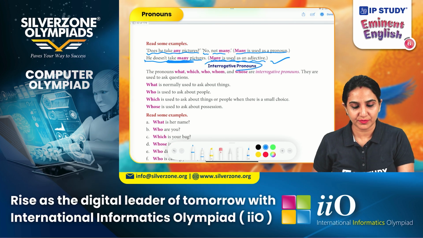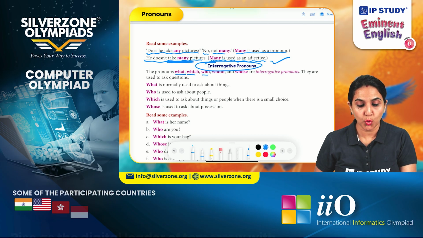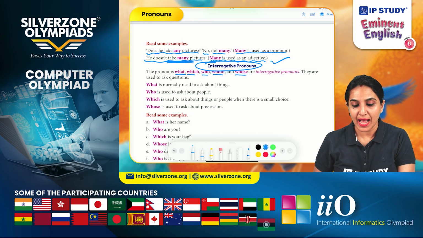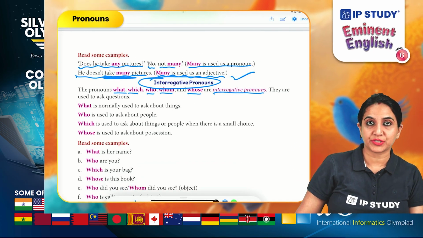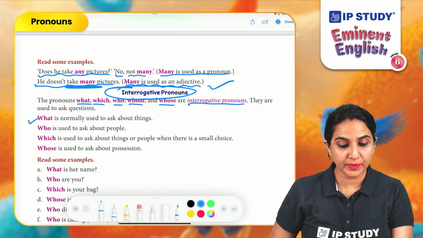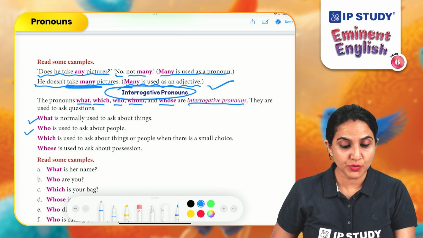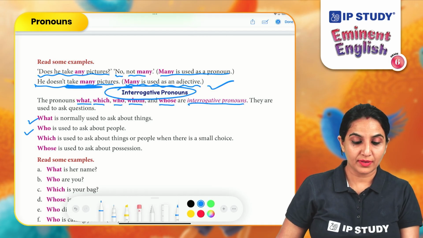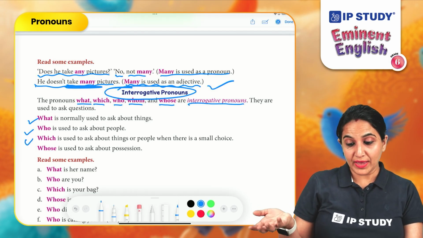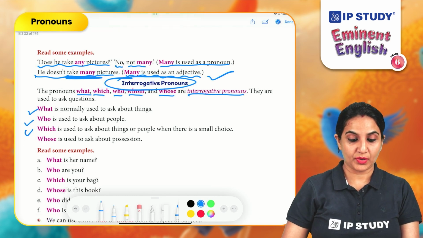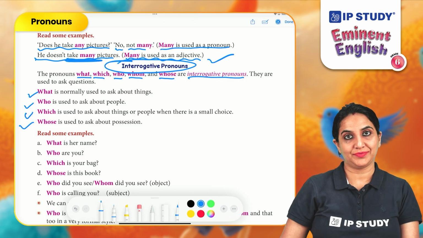Interrogative pronouns. The pronouns like what, which, who, whom and whose are interrogative pronouns. That means they are used to ask questions. What is normally used to ask about things. Who is used to ask about people. Which is used to ask about things or people when there is a small choice. Whose is used to ask about possession.